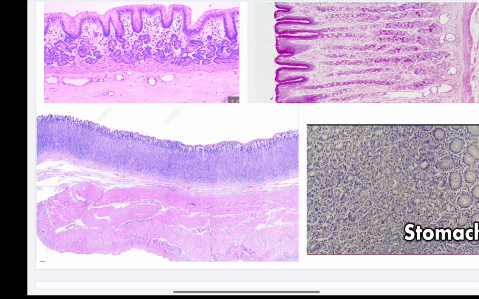The outermost layer is the serosa. Why serosa? Because the stomach is a peritoneal organ and it is covered by peritoneum, which allows its easy movement. It's a mobile organ.